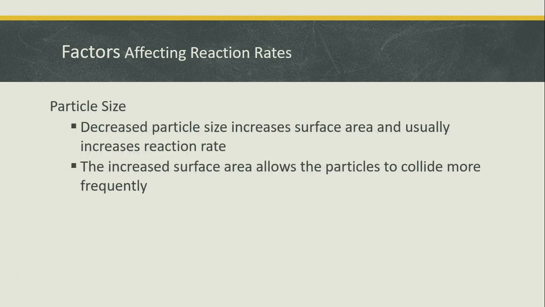Our last one is particle size. So it works just like it did with solutions with dissolving. If you decrease the particle size, this increases the surface area. And again, it usually increases the reaction rate. So by the same token, if you increase the surface area, then you should increase the amount of contact that happens between the two reactants. So you get more frequent collisions and faster reaction. And you guessed it, there's a video for this too. If you click on the particle size link, you'll see a short video explanation of this.